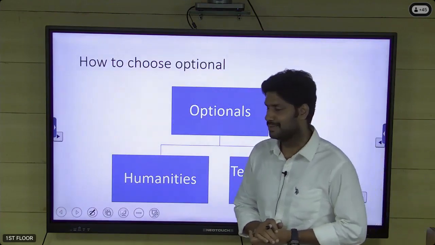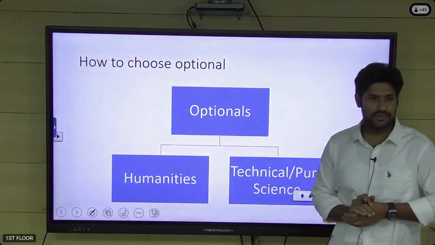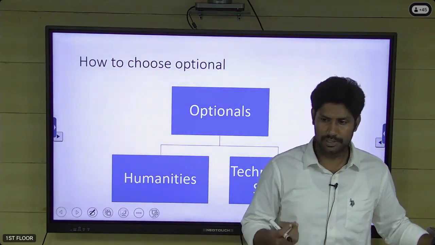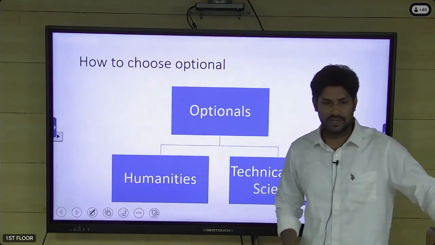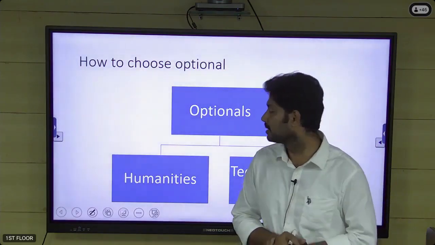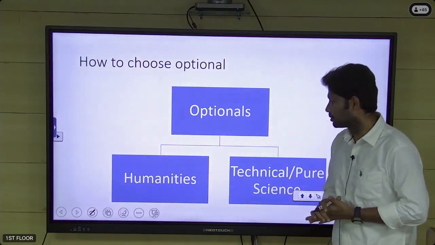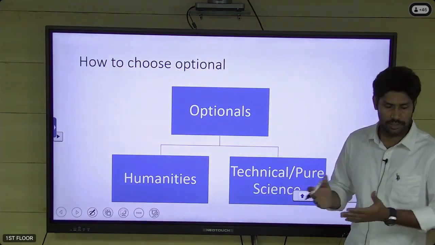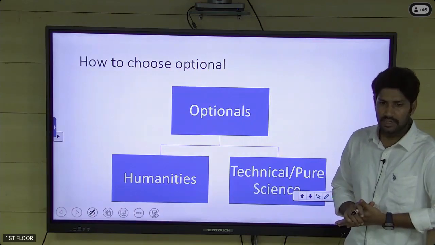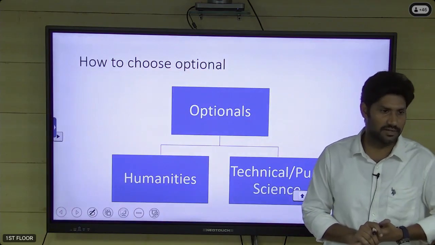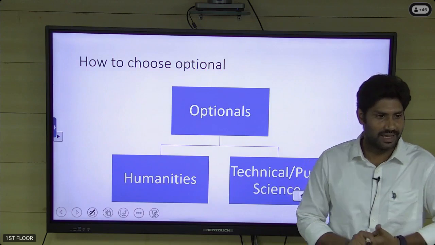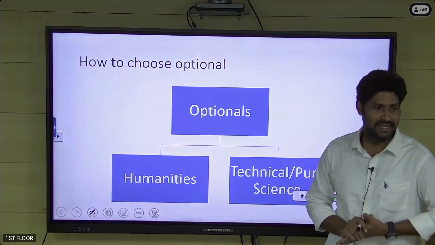Before we see the agri optional introduction, I'll give you some idea, because many of you are coming for the first time. There are 2 kinds of optional in UPSC. There are more than 20 options, but only a few are very popular: public administration, sociology, geography, history, anthropology, political science, and recently one more option is getting popular: agriculture.